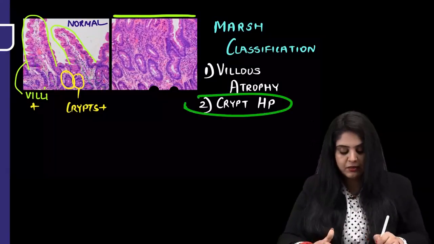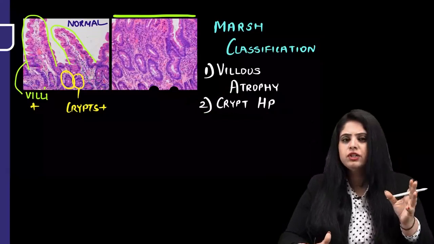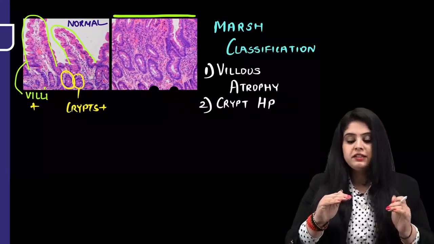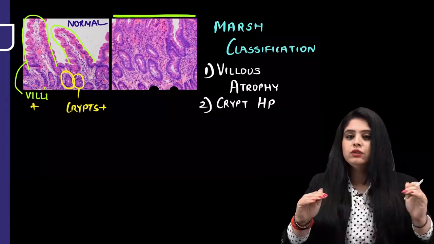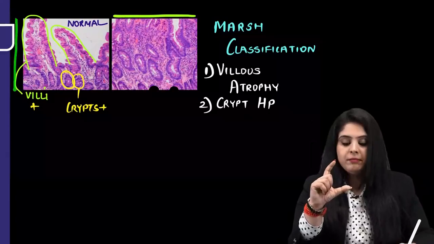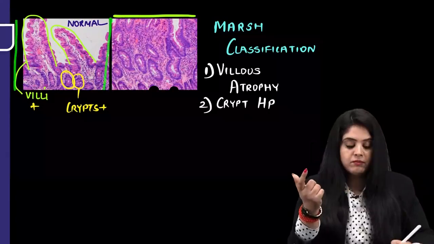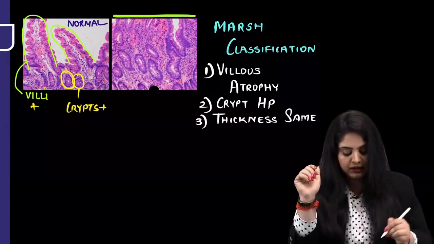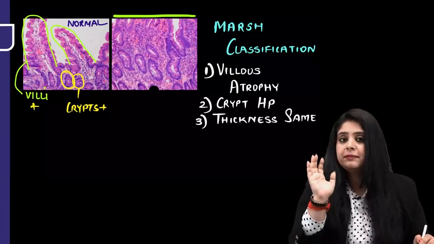So I can say crypt hyperplasia is a compensation. But think logically, if I decrease one thing by 1 mm and increase another thing by 1 mm, overall the thickness is the same, na? If earlier, for example, this was 2 mm, now also the thickness is 2 mm. Even if villi were flattening, something else is making up for it. So can I say that the overall thickness shall remain the same, hai na?